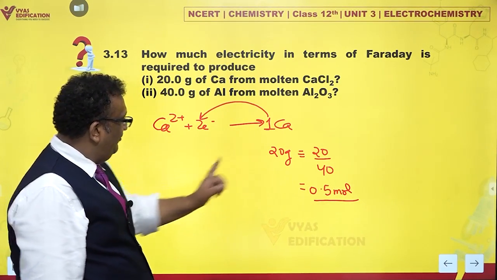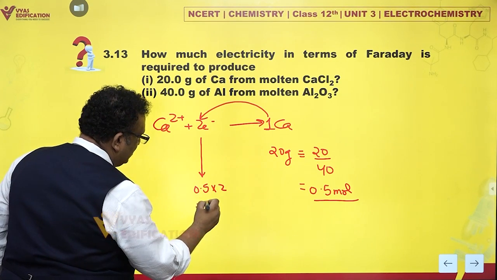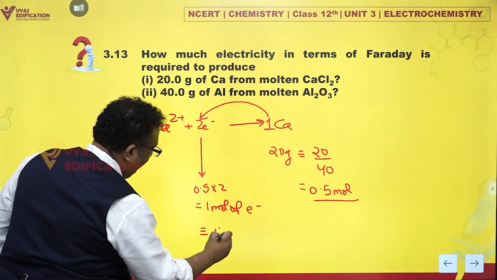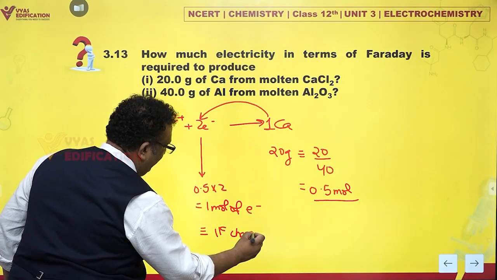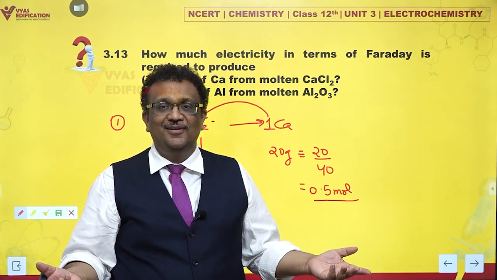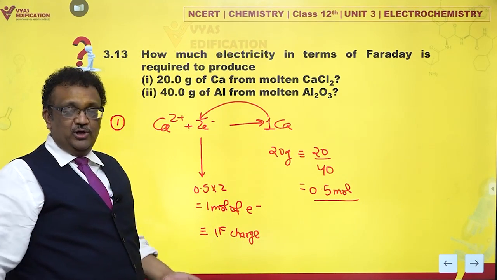So for 0.5, you need 0.5 into 2, that is 1 mole of electrons, which is 1 Faraday charge. Why? Because charge carried by 1 mole of electrons is 1 Faraday. That's it. That's that simple. Yes, it's that simple. But you did not use a formula.